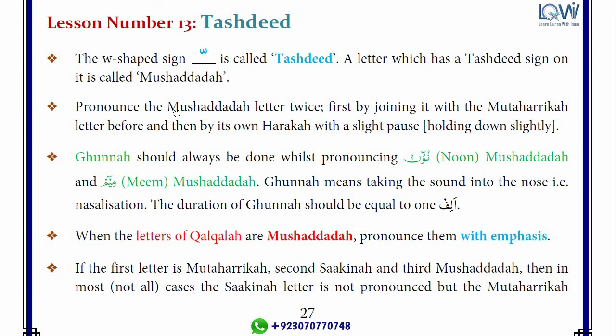Next question is how a mushaddad letter is pronounced. A mushaddad letter is pronounced with the mutaharrik letter. If you want to learn the definition properly, you can learn it by joining it with the mutaharrik letter before it and then with its own harkat. You can say a mushaddad letter will be read with the mutaharrik letter coming before it, and after that with its own harkat. That is the answer to this question. Next question is how Noon Mushaddad and Mim Mushaddad are pronounced. They are read with gunna, always with gunna. You must do gunna in these two letters.